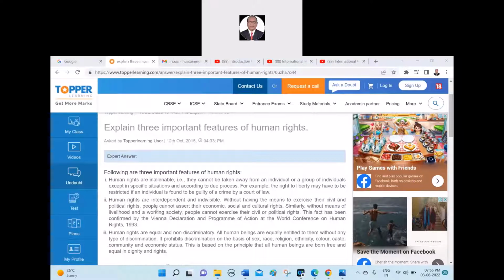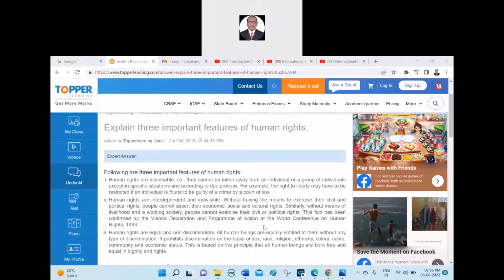Number 2, human rights are interdependent and indivisible. That means they are dependent on each other and we cannot separate them; they are interwoven and indivisible. You cannot divide them. Without having the means to exercise their civil and political rights, people cannot assert their economic, social, and cultural rights. Similarly, without means of livelihood and a working society, people cannot exercise their civil or political rights. This fact has been confirmed by the Vienna Declaration and Programme of Action at the World Conference on Human Rights in 1993.